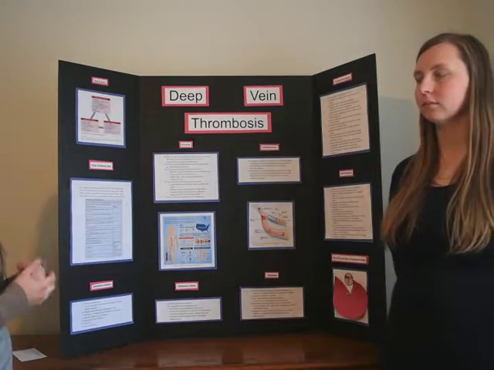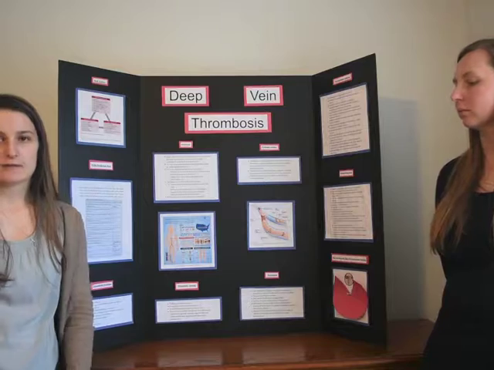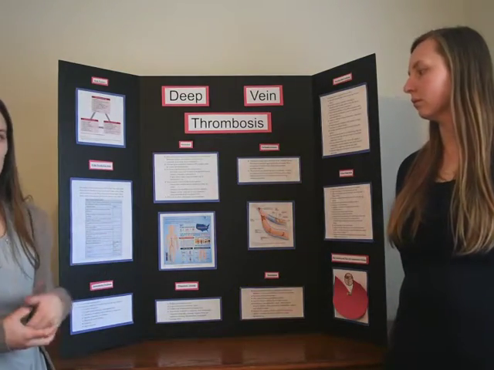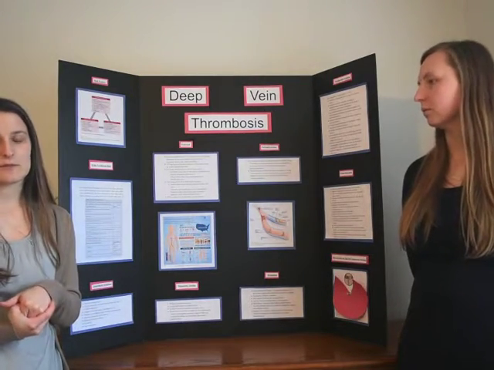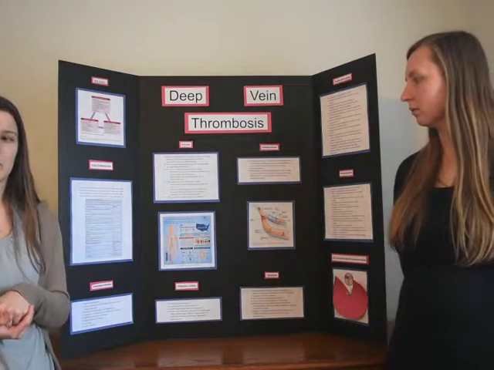Another thing that's interesting to note is that DVTs are typically in your distal area, such as your calves or your lower extremities, but they can also occur in other places in your body, such as your upper extremities. DVTs can be symptomatic or asymptomatic, which Alyssa will get into a little bit further, but we just want to give you a quick overview of DVTs.